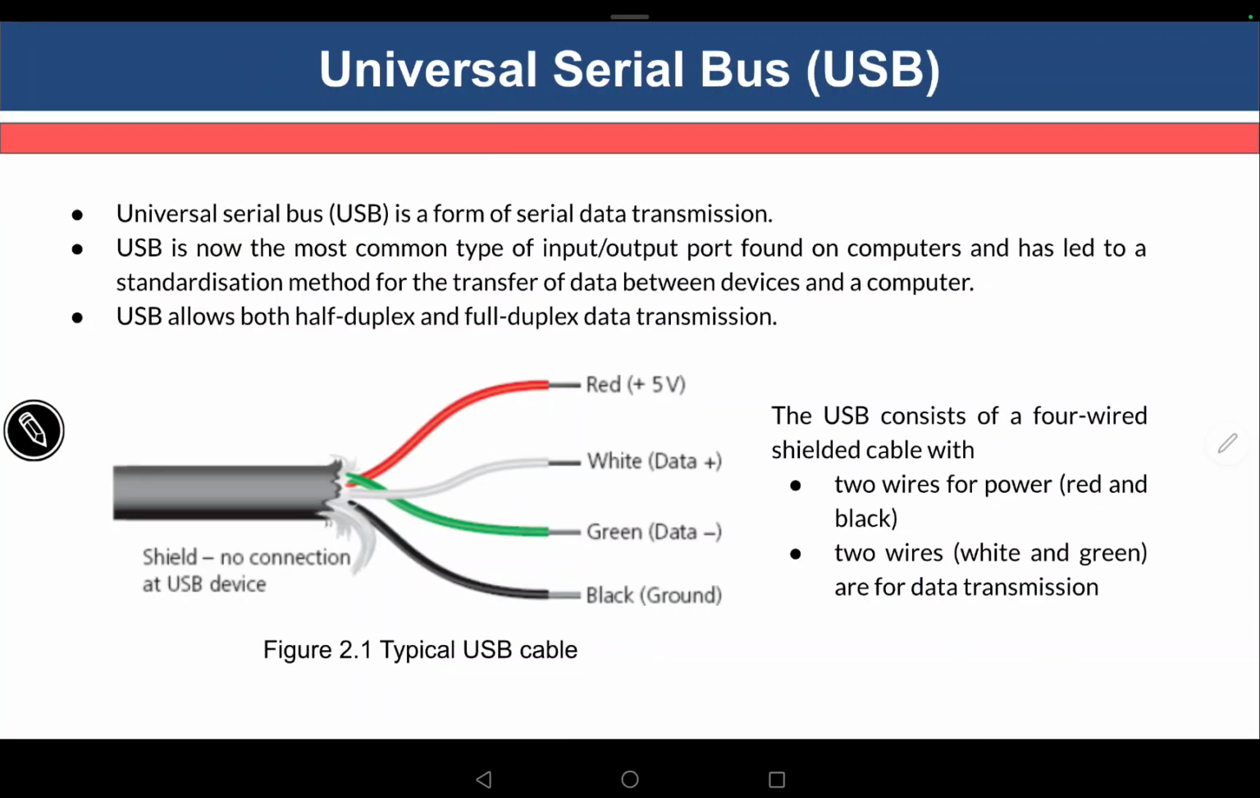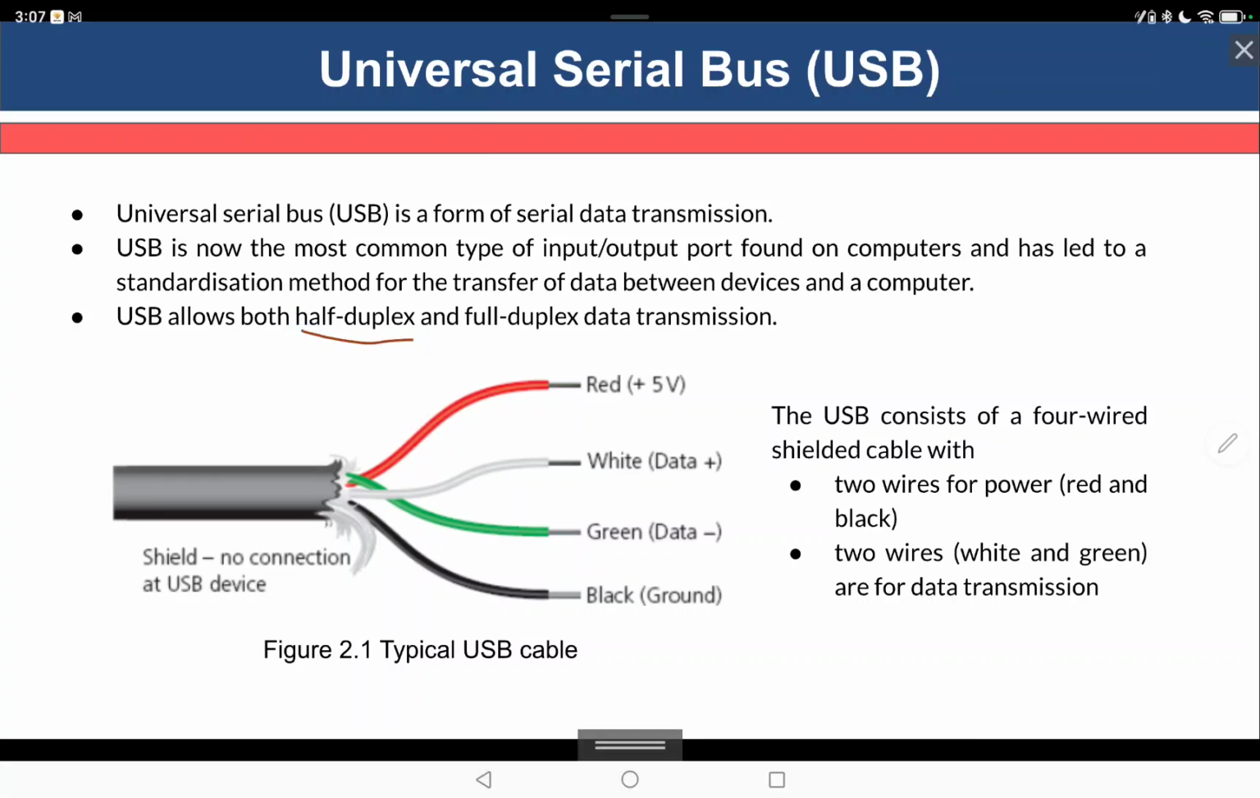Okay, now let's look at USB. So USB is also a form of serial data transmission, and it is the most common type of input and output port that you can find on any computer device now. So a USB allows both half duplex transmission and full duplex data transmission.